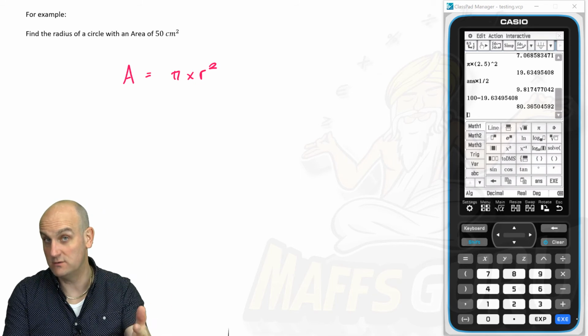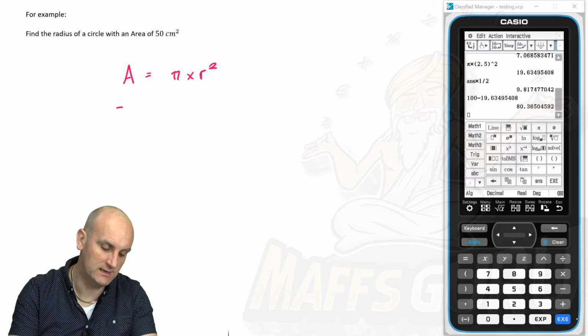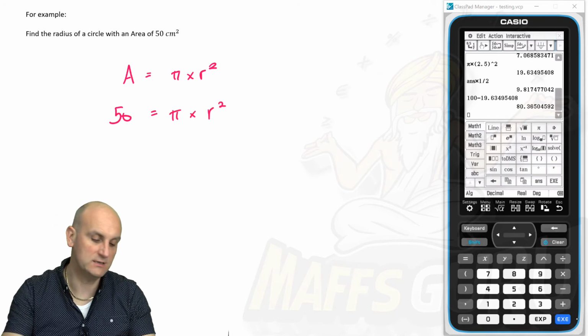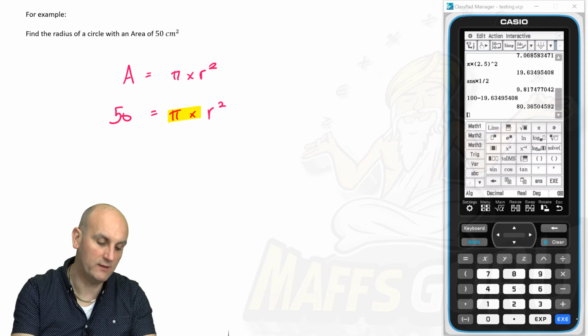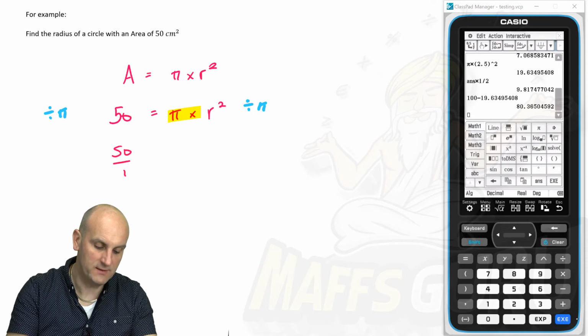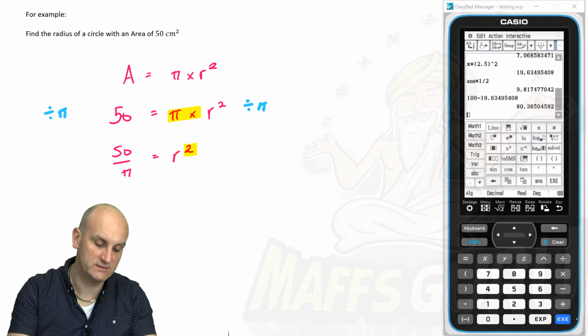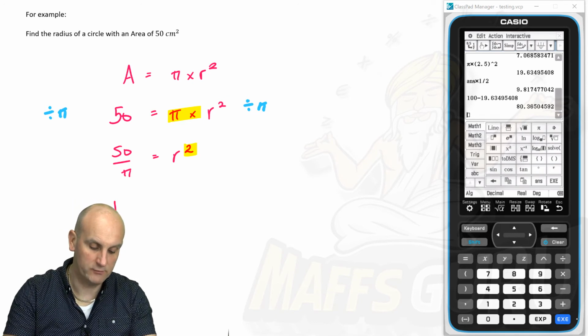Formula, substitute, solve. So formula, substitute. Told me the area is 50, write 50 underneath. Pi, we know what it is. R is what we're going to try and find. Okay, so first things first, I'm going to get rid of a times by pi by dividing both sides by pi. 50 divided by pi is equal to r squared. And then I may as well finish this off, because I know how to get rid of a squared. I square root both sides.